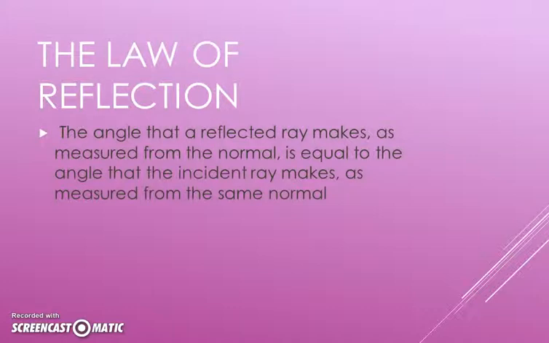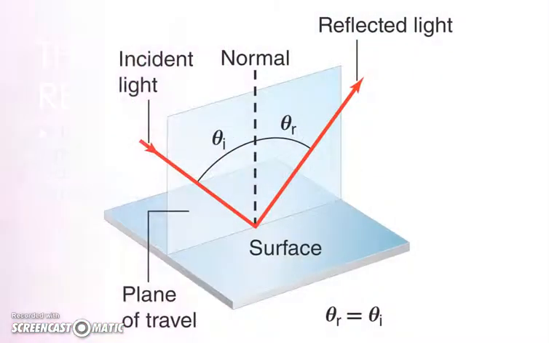The law of reflection states that the angle that a reflected ray makes, as measured from the normal, is equal to the angle that the incident ray makes, as measured from the same normal. Okay? So basically, theta r, your reflected angle, is equal to theta I, your incident angle. So let's take a look at what that's supposed to look like.